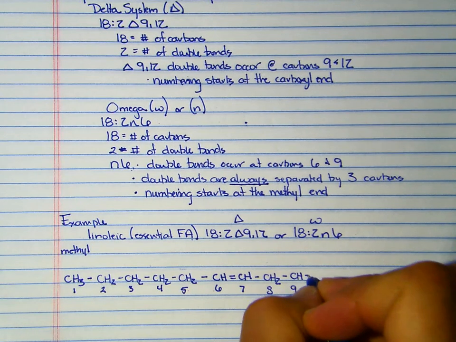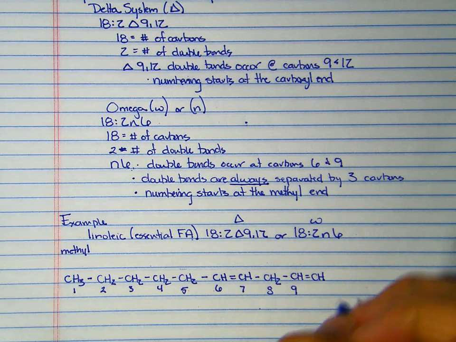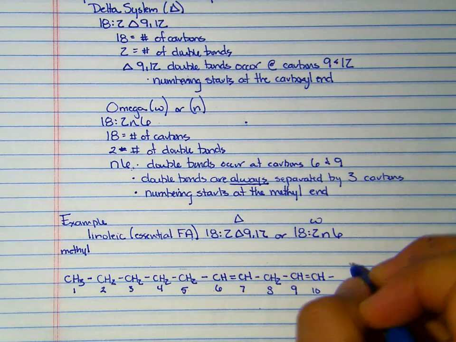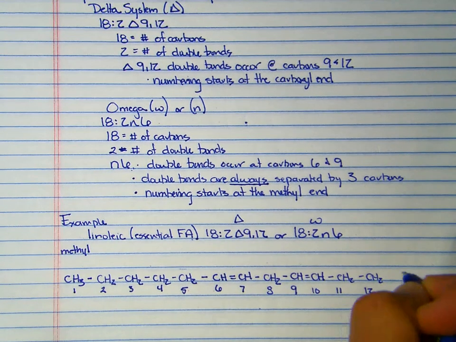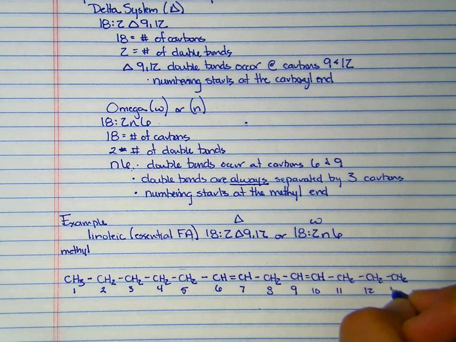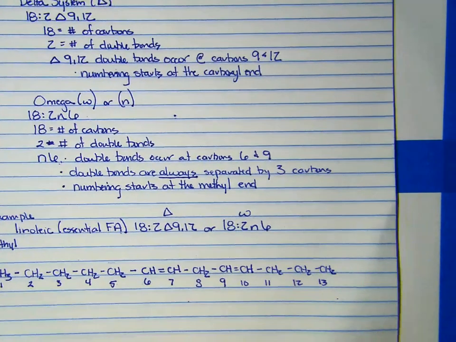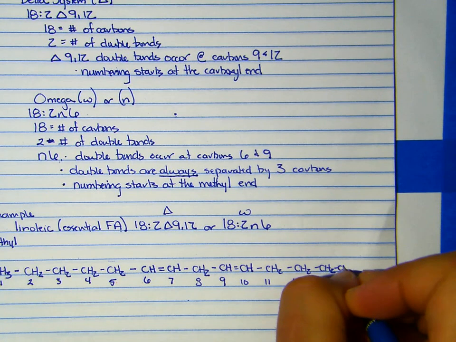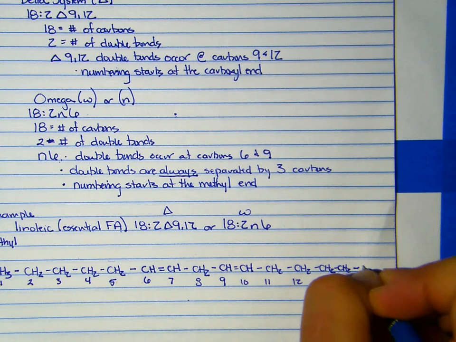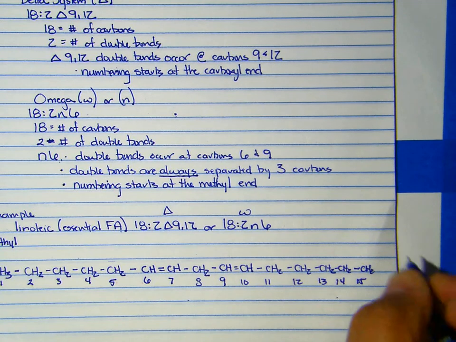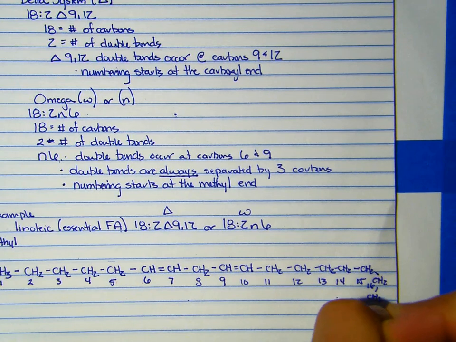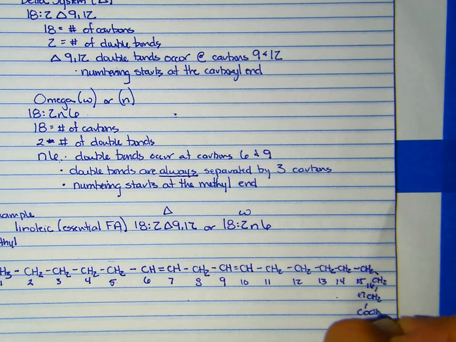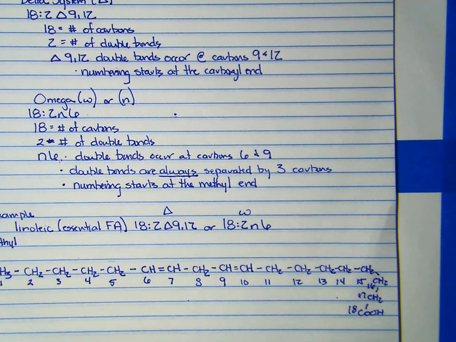We know it has another double bond, and then so 9, 10, CH2, 11, CH2, 12, CH2, 13, we're going to run out of room, CH2, 14, CH2, 15. They're not really supposed to have a turn in it. 16, CH2, 17, and COOH is carbon 18. So it doesn't really bend. We just ran out of room.